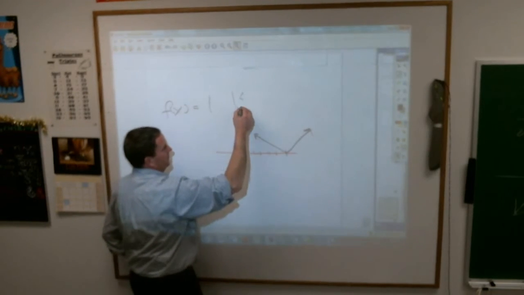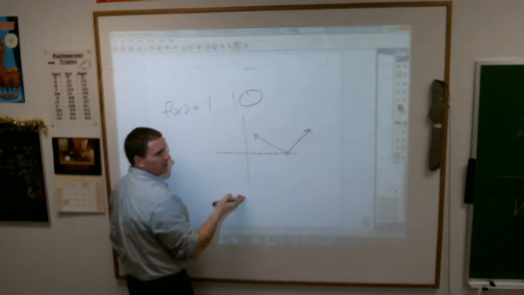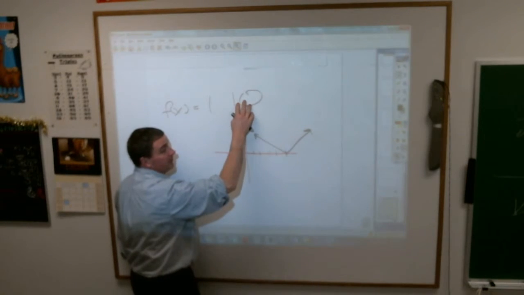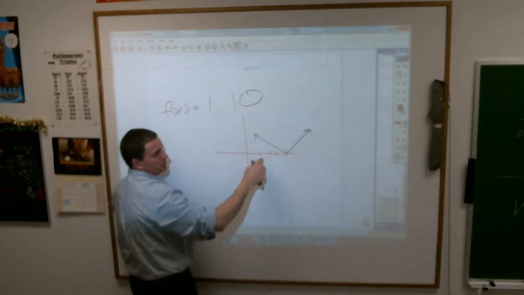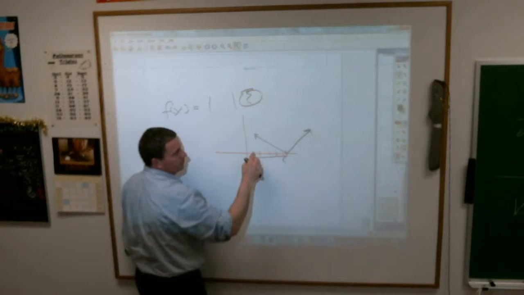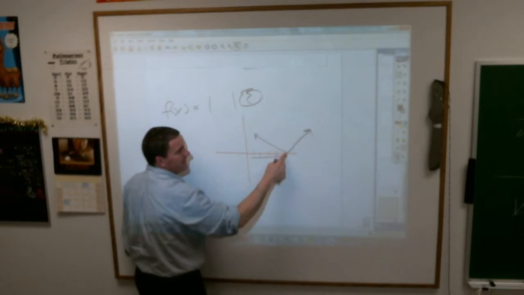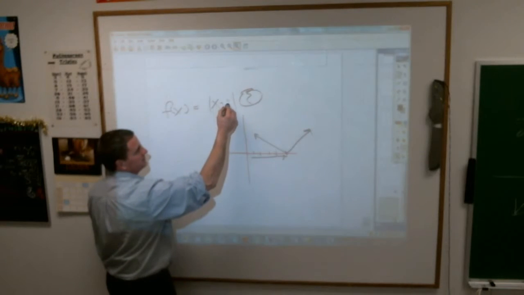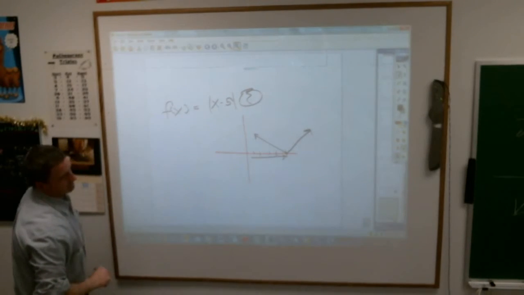Knowing that this number is how far up or down it goes, it didn't go up or down at all, it's right there, there should be no number out here. I did that backwards. It goes over 1, 2, 3, 4, 5 to the right. And that's plus 4, 5 minus 5.